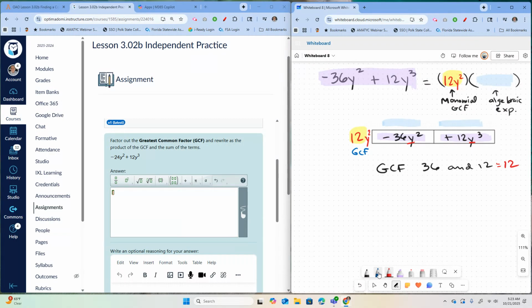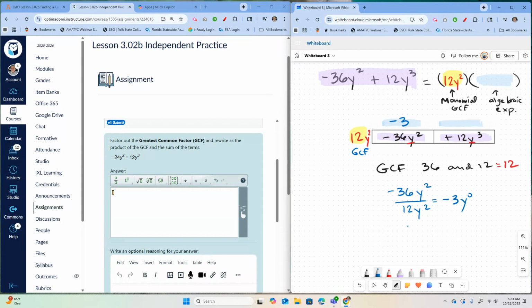In the second parentheses, the way we figure it out, we're going to find the tops. I'm going to take what is inside the first box, negative 36y squared. I'm going to divide it by the GCF, 12y squared. Calculator or mental math, negative 36 divided by 12 is negative 3. When you subtract the exponents of the y's, you get 0. But remember, when the exponent is 0, we do not write the letters. I'm just going to put negative 3.